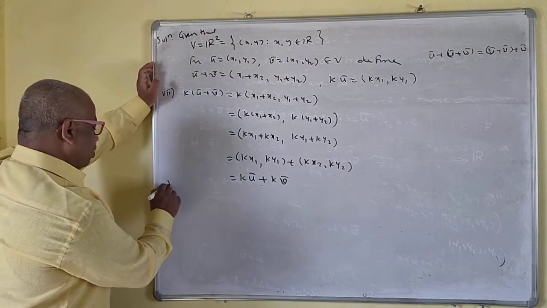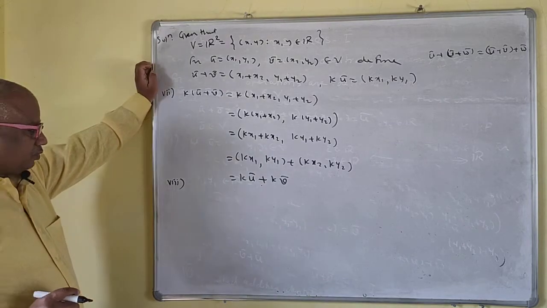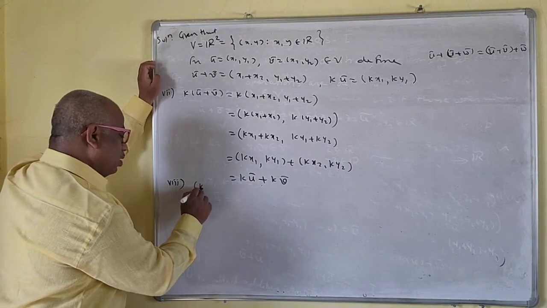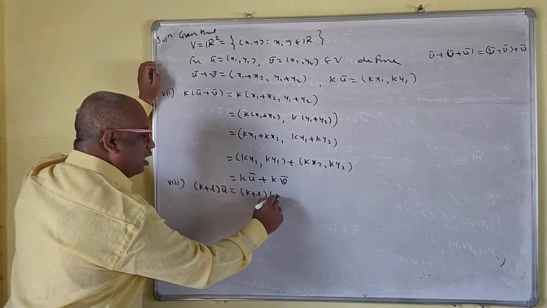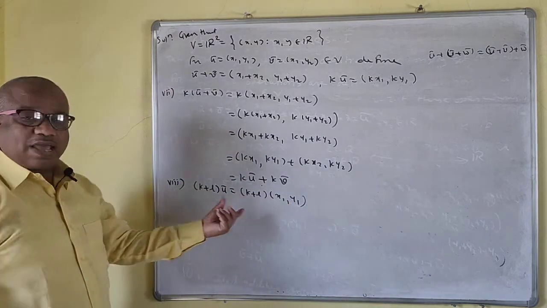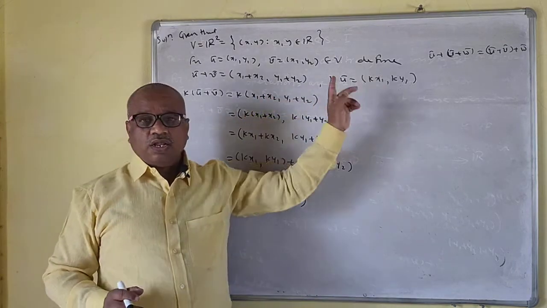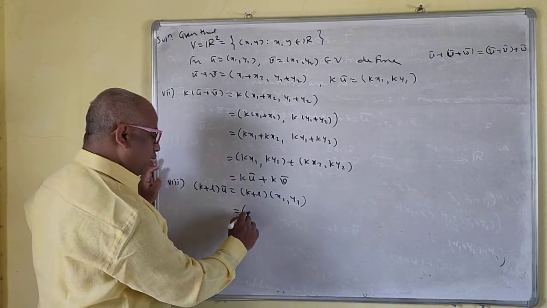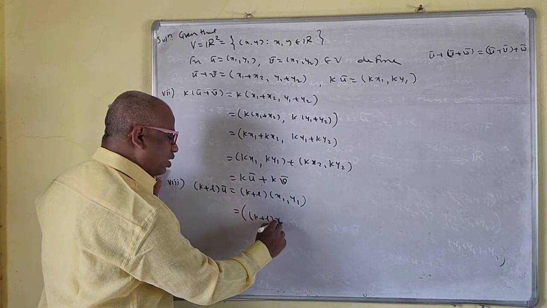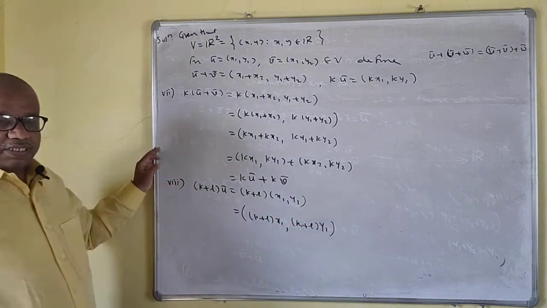Now the eighth one. What is that? (k plus l) u bar. This is the same as (k plus l) (x1, y1). Now k plus l is a scalar, and you have to multiply the scalar to each component. So this will be ((k plus l) x1, (k plus l) y1).